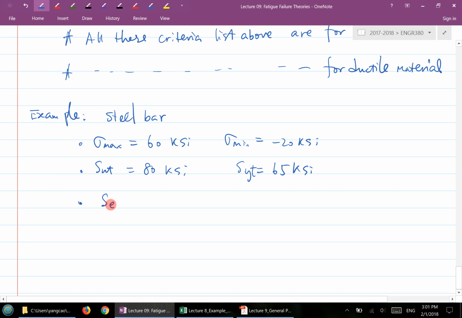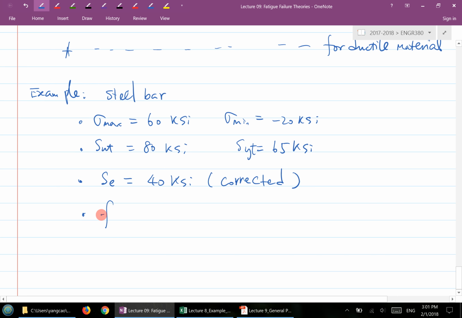Suppose this bar is under a certain type of loading and working condition, and we already calculated the endurance limit to be 40 ksi. Now we're going to use a fatigue strength fraction f, and we'll let it be 0.9.